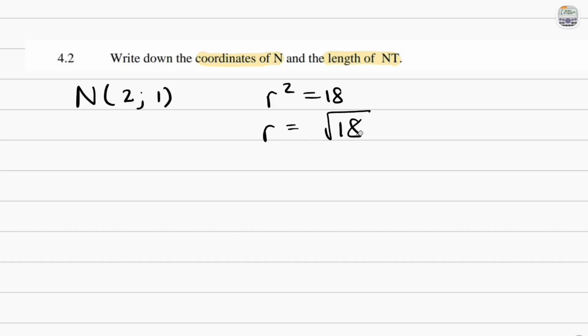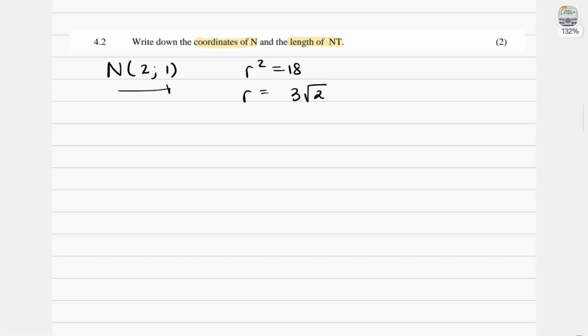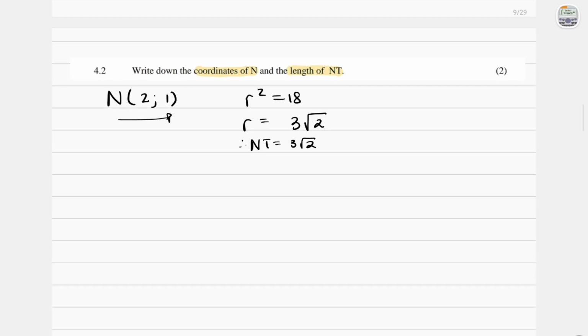9 times 2 is 18. So that's going to be 3 root 2. Okay, so that is the radius. Yeah, that is our answer. So this is the center. This is the length of the radius. You can just tell them this is 3 root 2. Moving on to the next question.